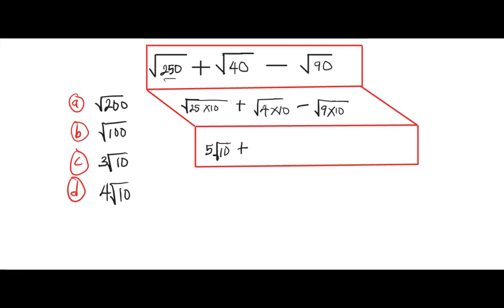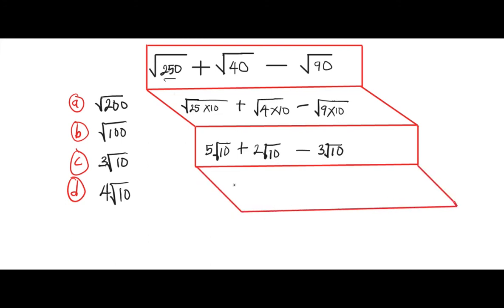Plus, here we have 4 and 10. 4 is a perfect square, so the square root of 4 is 2. We have 2 and root of 10, since 10 is not a perfect square. Minus, here you can take the square root of 9 to be 3. Then we have root of 10. All right, so let me draw my box again.